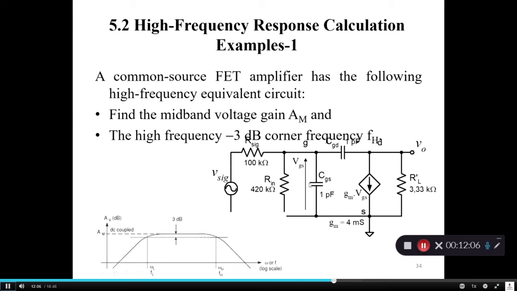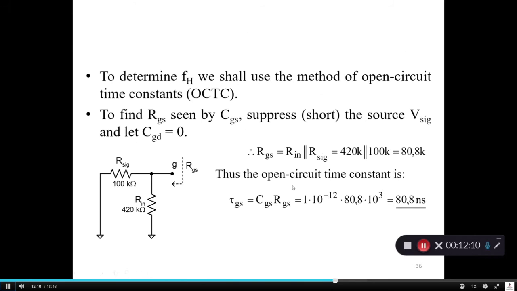What is the resistance looking from CGS? It is RGS, which you calculated. Using these two values, RGS and CGS, you can get the open circuit time constant, tau GS, equal to CGS into RGS. You can find tau GS, the time constant for GS.